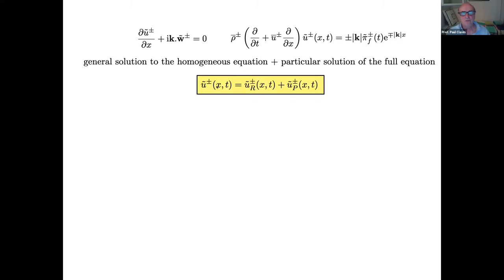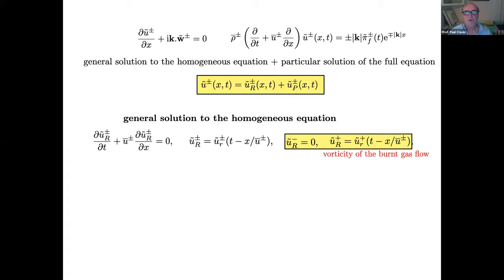So you decompose the flow field, the solution of this equation, like that. And by definition of the decomposition, when the external term is zero, the equation you have to solve for the general solution of the homogeneous equation is this one. And this solution is simply the propagation without deformation of a signal at the velocity of the unperturbed flow, u bar.